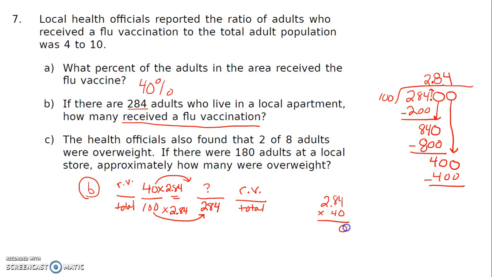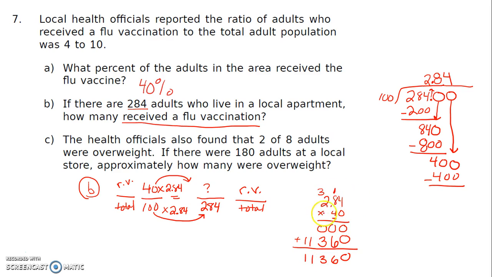0 times 4 is 0. 0 times 8 is 0. 0 times 2 is 0. Put down a 0 here because I have to move to my tens. 4 times 4 is 16. Put down a 6. Carry a 1. 4 times 8 is 32, and 1 is 33. Put down a 3. Carry a 3. 4 times 2 is 8, and 3 more is 11. 0, 6, 3, and then I've got my 11.